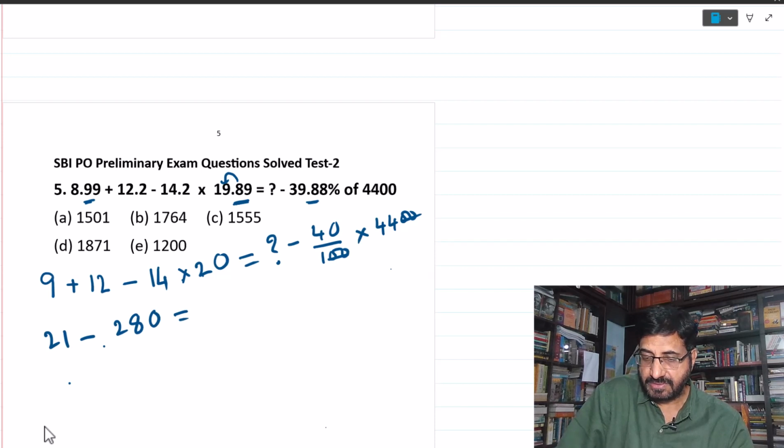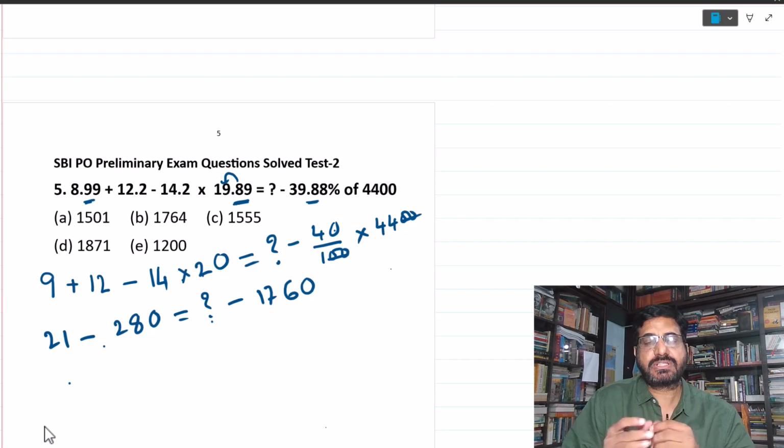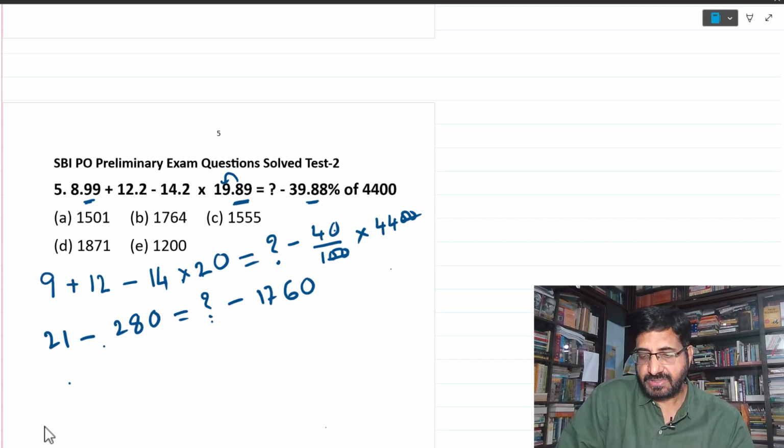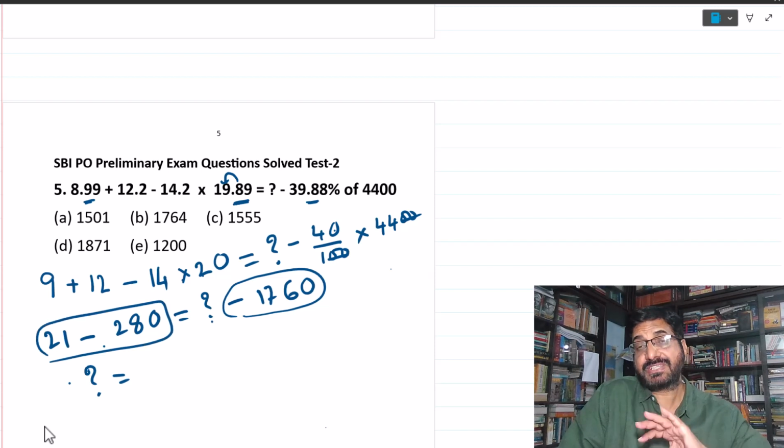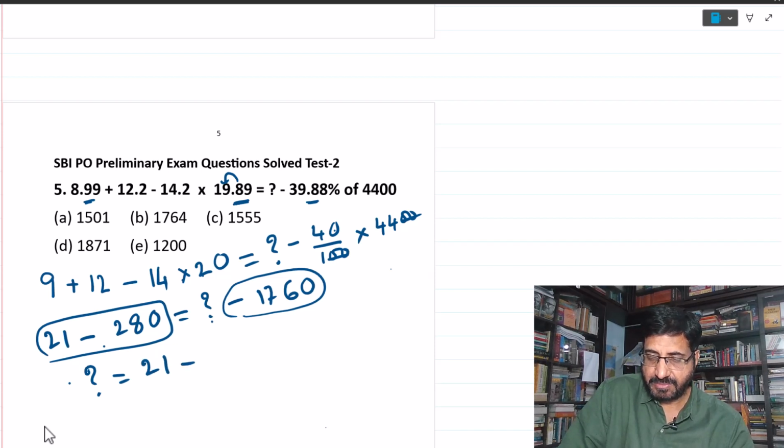This equals question mark minus 40 into 44. How much will it be? 4 4s are 16 and 4 4s are 16 plus 1 is 17 and 0 is there, so this will be 1760. To find this question mark, I want to retain question mark so that I can find what it is. So send this to LHS. When you change the side, sign will also change. So this will become now question mark equals, you are sending this 17 minus 1760 to the other side. So this will become plus 21 minus 280 plus 1760.